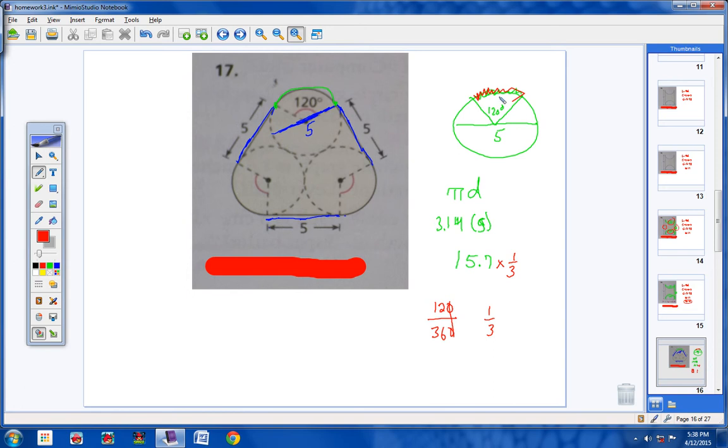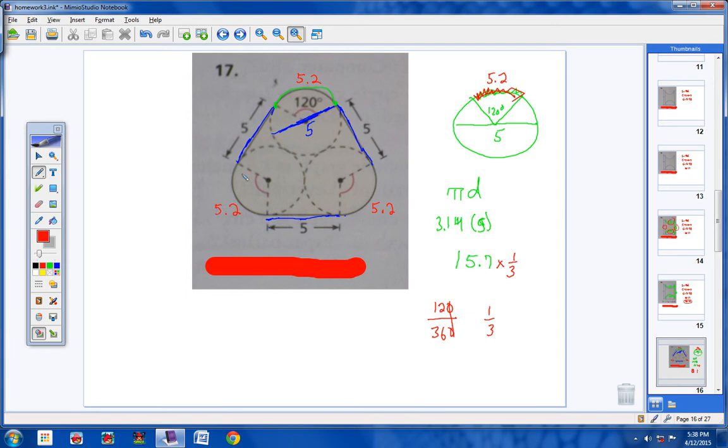Okay, so 15.7 times 1/3, 5.23 repeating, or 5.2. So this arc right here is 5.2. So that means this arc here is 5.2. If this is 120 degrees, this is 120 degrees. The diameter is still 5, so this arc would be 5.2. And this angle here is 120 degrees, and the diameter is 5. That makes this arc here also 5.2.